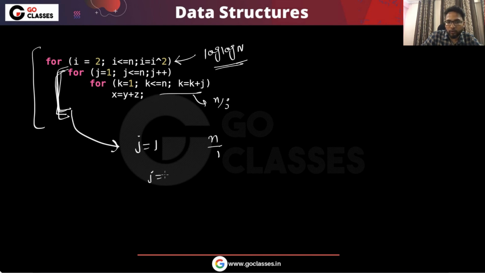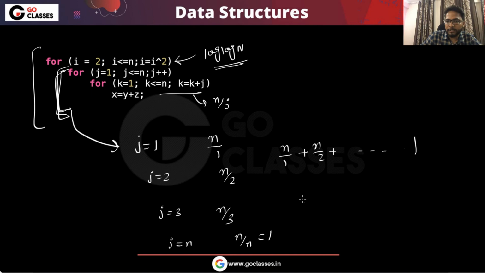For j equal to 2, I am running n by 2 times. Now for j equal to 3, I am running n by 3 times. So for j equal to n, I am running n by n, which is 1 time, right? So if you sum all of this, just add this up, n by 1 plus n by 2 till 1, right? And then you can take n common.